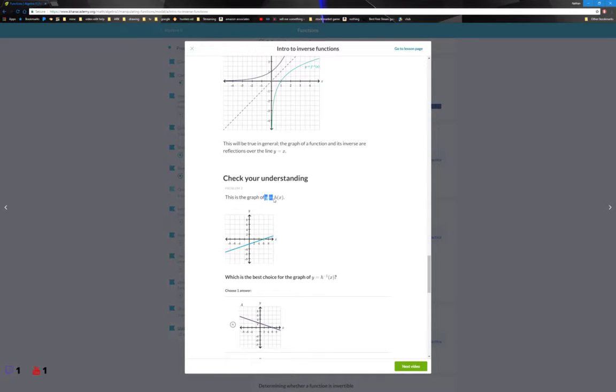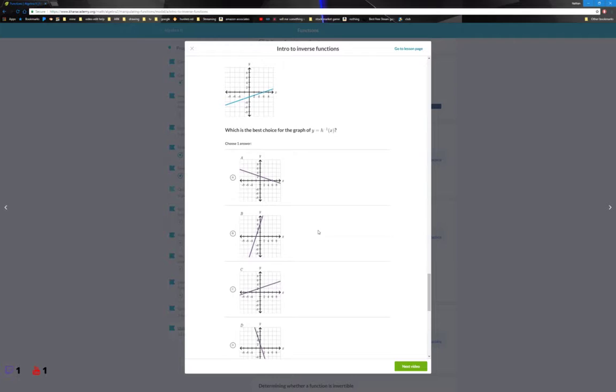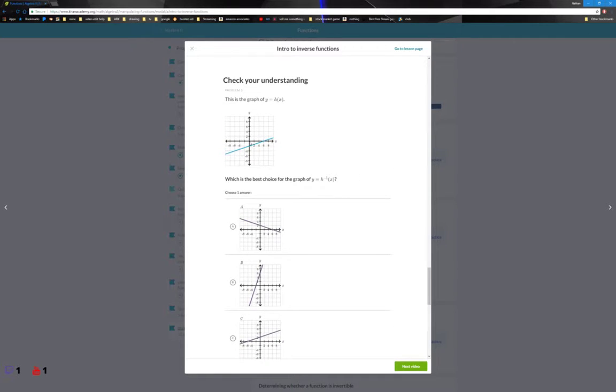This is the graph of y equals h of x, and which is the best choice for the graph of y equals h inverse of x? We want to take this and flip it over the line y equals x, right along here.